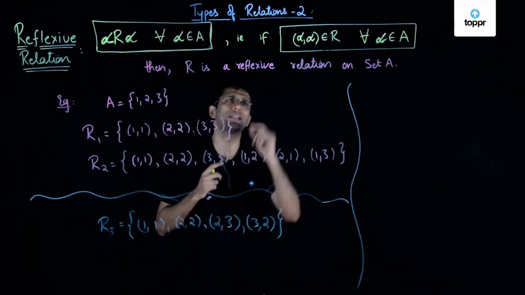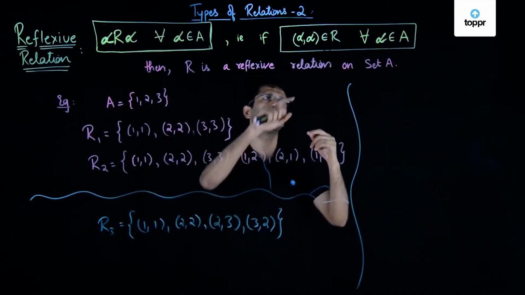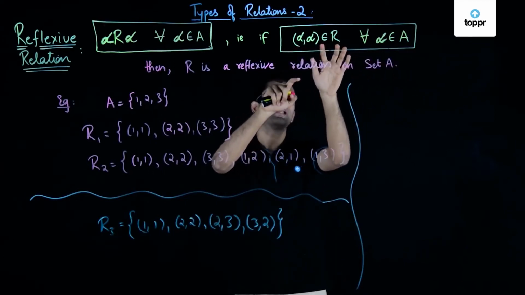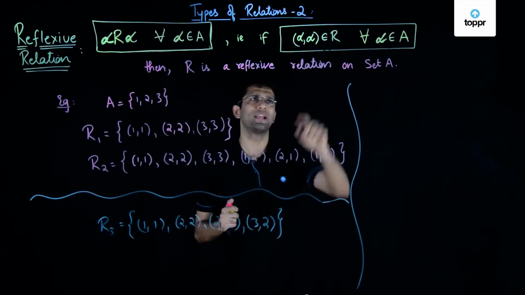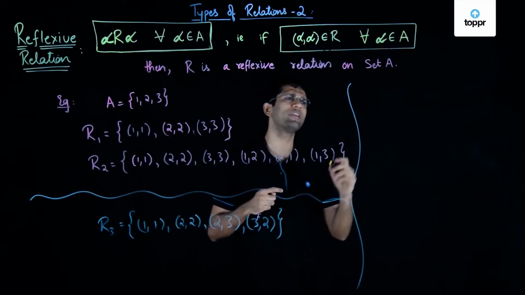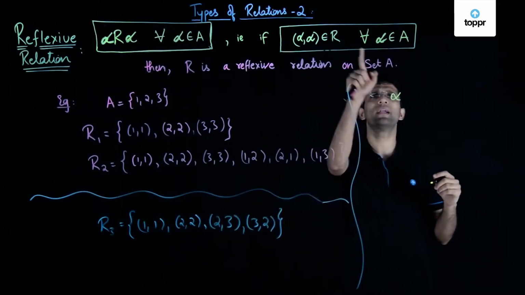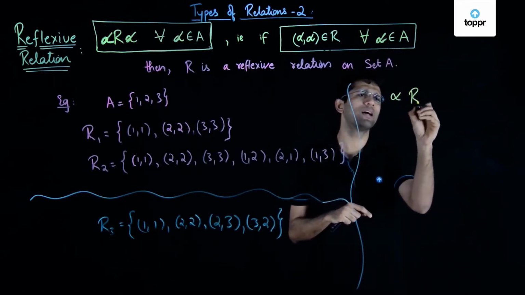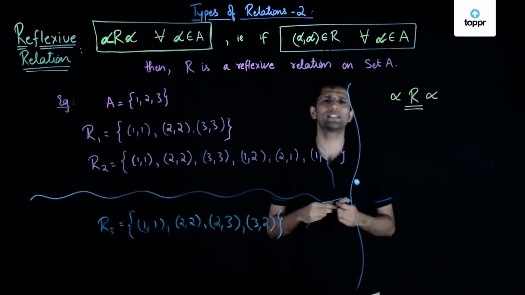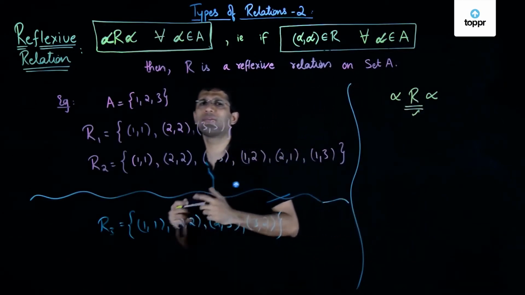And now let us look at the second equivalent statement of the same definition. The second statement says that if for all alpha element of A, alpha comma alpha is an element of relation R, then we say that the relation R is a reflexive relation on the set A. What this means is whenever we have an element alpha that belongs to the set A, then for every element alpha belonging to A, if we can write alpha is related to itself, then we say that the relation R relating alpha to itself is said to be a reflexive relation on the set capital A. Let us see this with the help of an example.